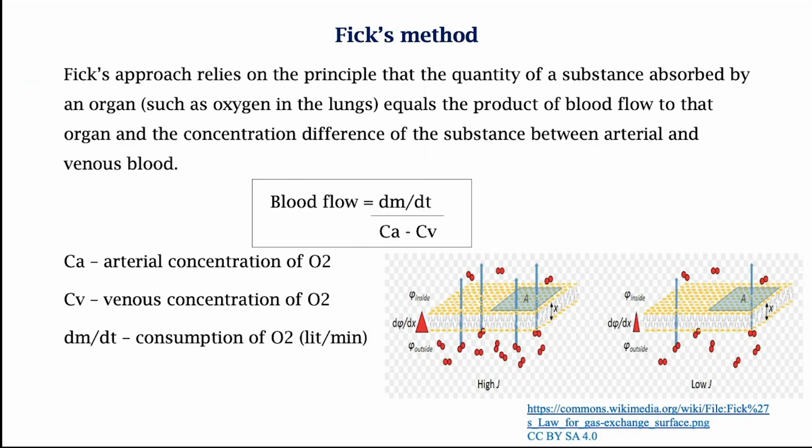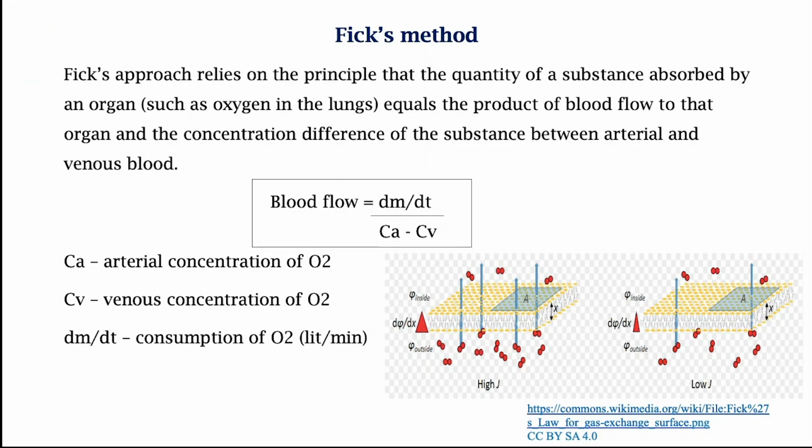dm by dt is essentially m dot. It's the amount of oxygen that is consumed divided by the oxygen difference, the amount of oxygenation in the artery and the vein. If I can know the arterial concentration of oxygen, the venous concentration of oxygen, and if I can know how much oxygen is consumed per minute, I could compute blood flow as m dot divided by Ca minus Cv.